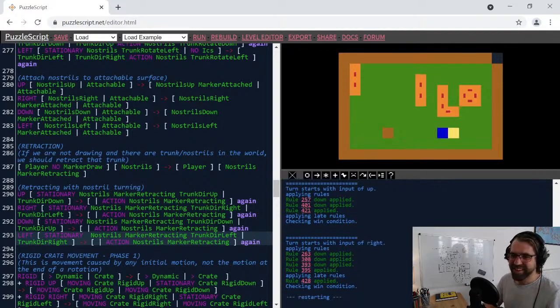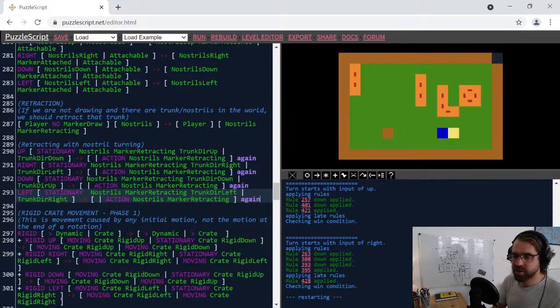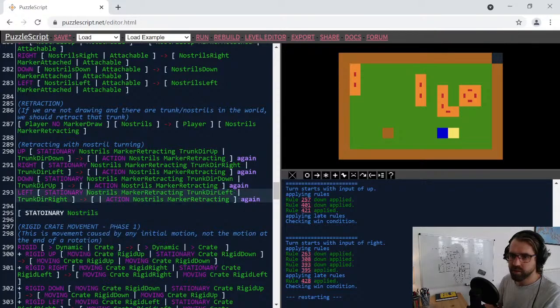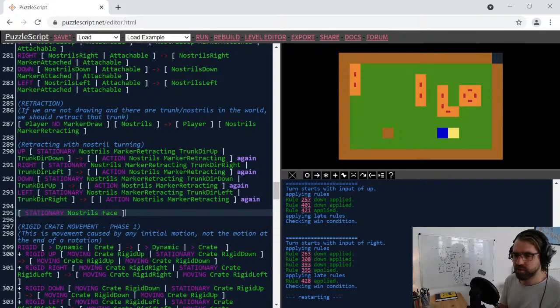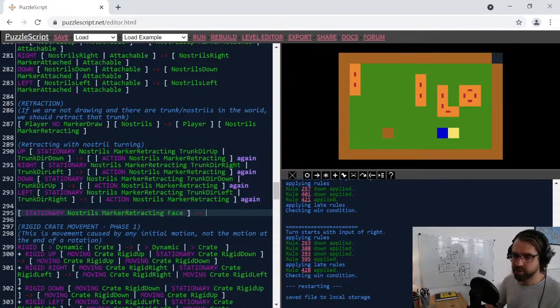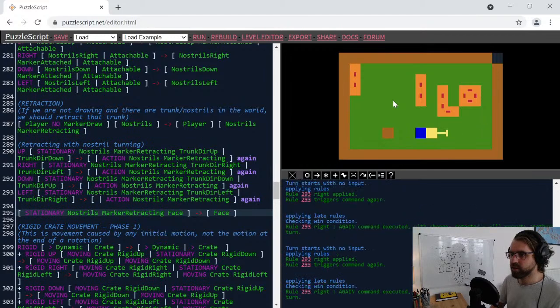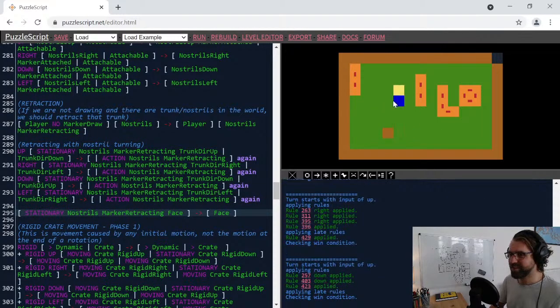It's so silly. Okay, also I need to do the last bit where the nostrils are on the face. Okay, that's it. Nostrils on face. Stationary nostrils on face. Stationary nostrils. Stationary nostrils on face. Retracting nostrils on face. Thumbs just face. Yay, and I'm free again. Cool.